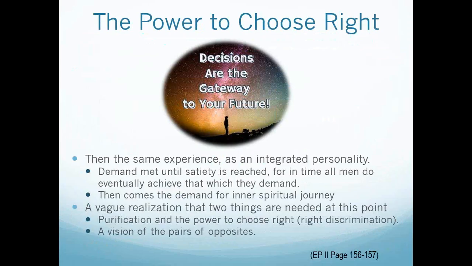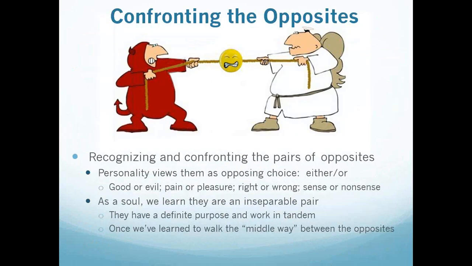And then dissatisfaction occurs again and again. Then comes the demand for the inner spiritual journey. We vaguely realize we need to learn right discrimination and purify our lower vehicles. And that's when the pairs of opposites confront us. Maybe this is the greatest duality found in the desire life. The first thing we have to do is recognize the pairs so we can begin to confront them.